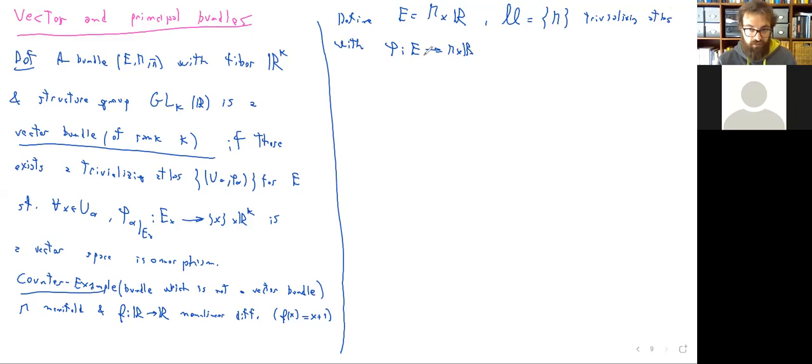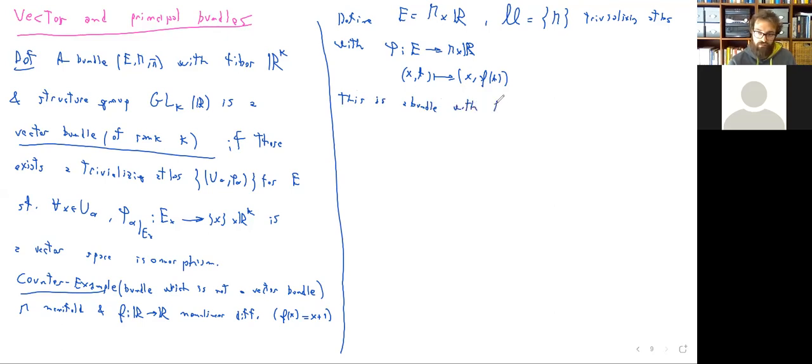But we don't take the identity. We take (x, t) goes to (x, f(t)). So instead of sending (x, t) to just (x, t), we send (x, t) to (x, t plus one), let's say, like this. And this kind of breaks everything, because now this is a bundle.